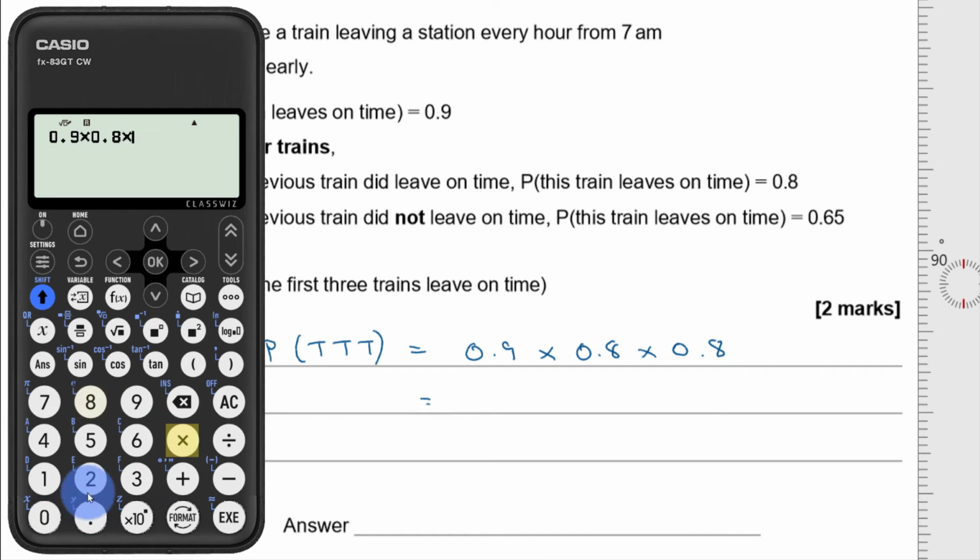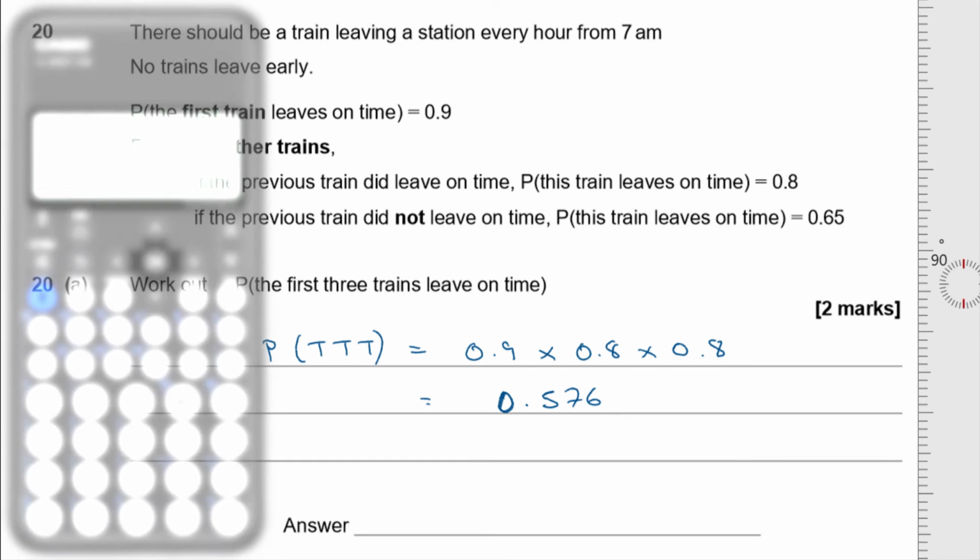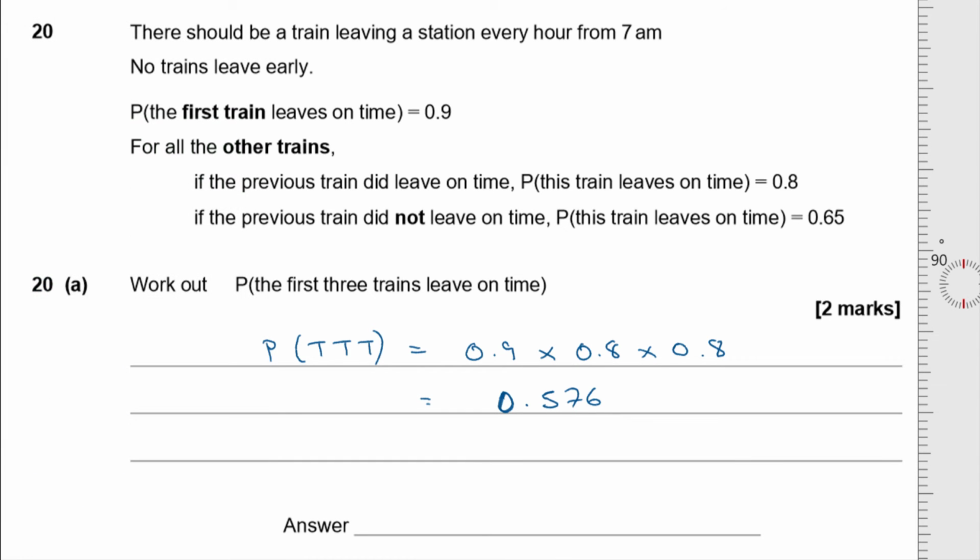So 0.9 times 0.8 times 0.8, that gives a probability that all three trains are on time of 0.576, so just a little bit over half. Okay, that seems about right for British Rail.